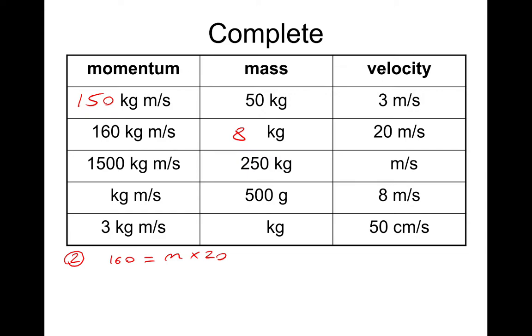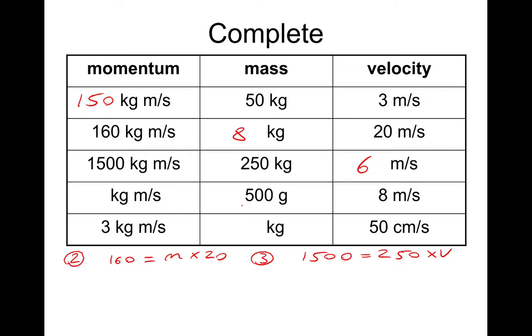So next one, so third one. So that would be momentum equals mass times velocity, so 1,500 equals the mass of 250 times v. So to get v, we need to get rid of the times 250. So that's 1,500 divided by 250. So that gives us 6 meters per second.